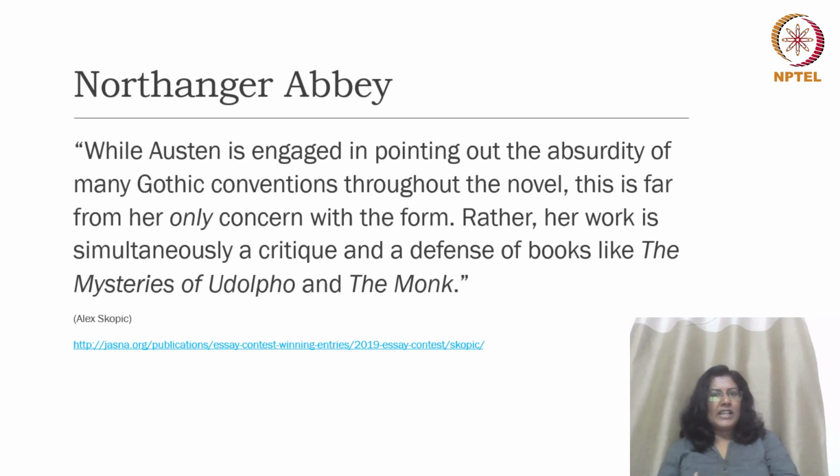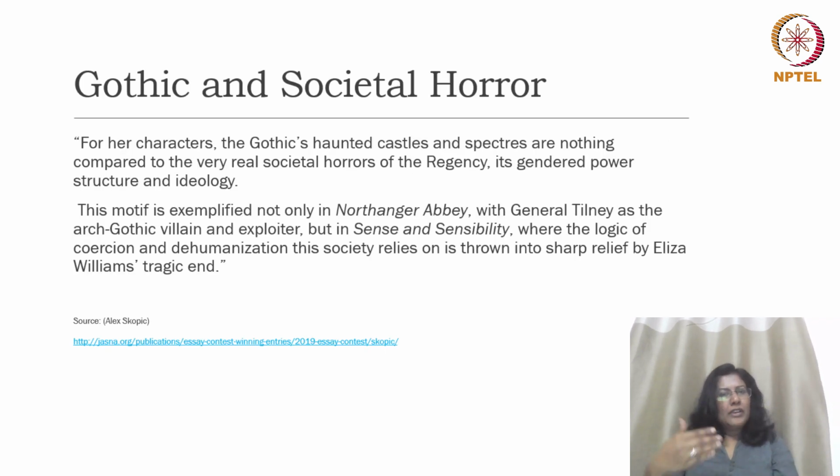So this is a very key point which has been brought out by this critic, Alex Skopik, who argues that while Austen is mocking the Gothic conventions in Northanger Abbey, she is also simultaneously defending books such as Mysteries of Udolpho. So there is a critique as well as a defense of the genre. This is a very contradictory point, but it's also a valid one if you read the novel very, very carefully. So how does she defend it? That's the question that begs to be asked, and let's try to answer that.